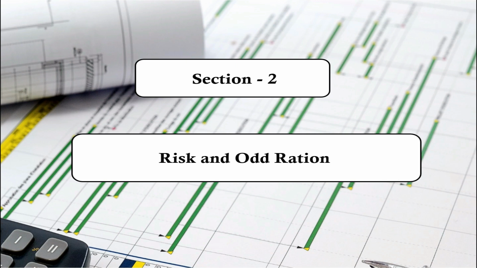Hello everyone, and welcome to Section 2, Risk and Odd Ratio. In the last section, we learnt about hazard ratio and its usage. In this section, we will learn about two important ratios, i.e. risk and odd ratios, and their usage with examples.